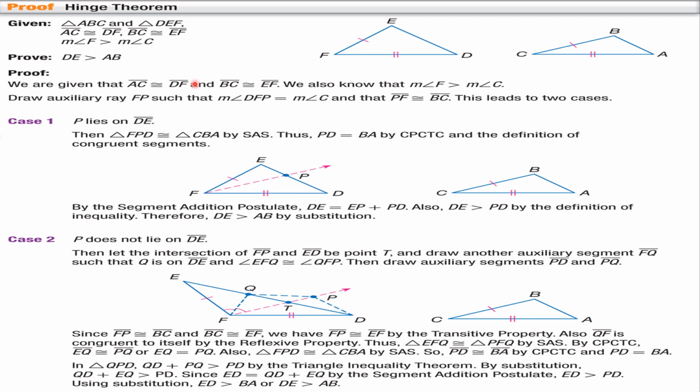Okay, so these are the proof of the Hinge theorem. So just pause and take a look. Okay, is everything here explained? Can do it.